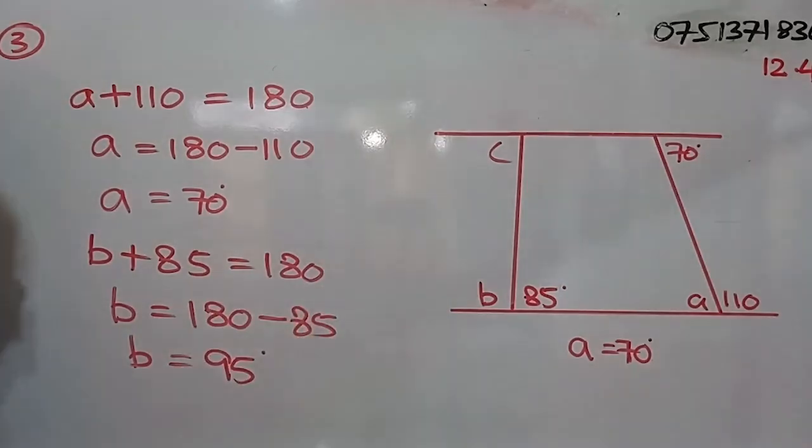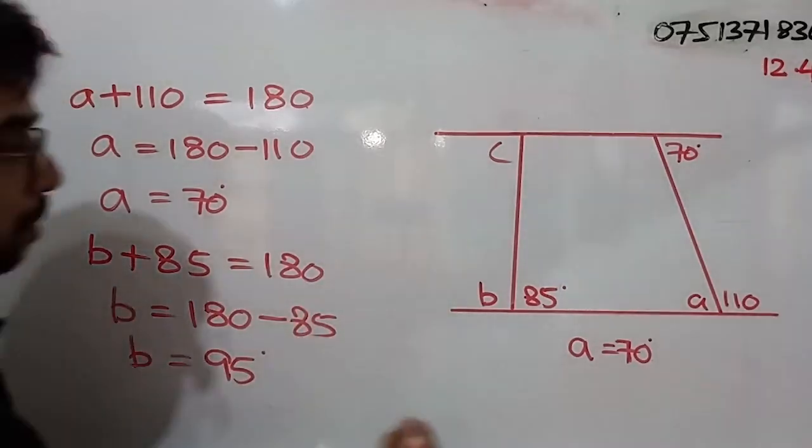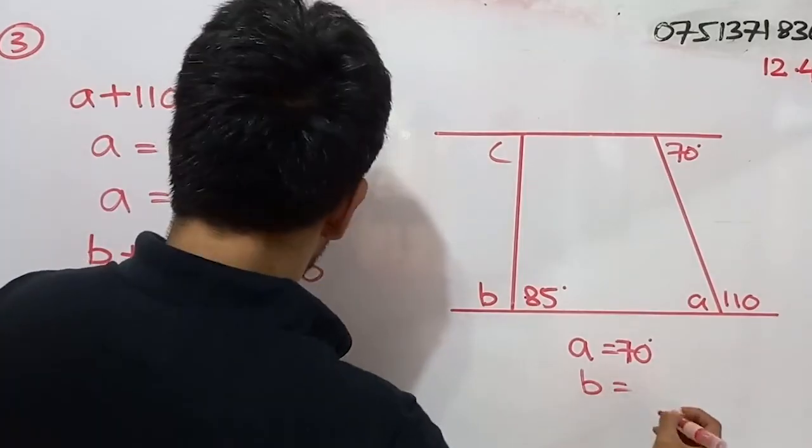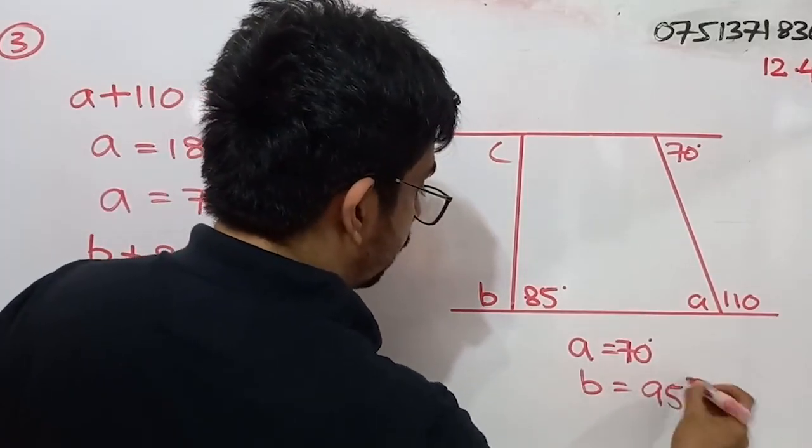Here also you have to write down the reason. So simple b is 95 degrees.